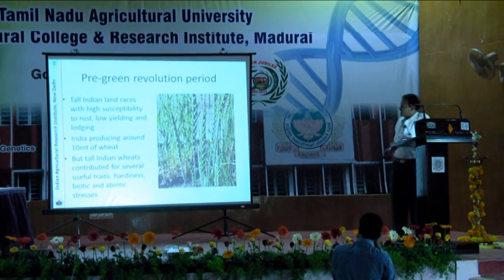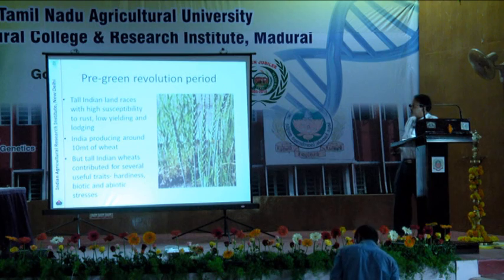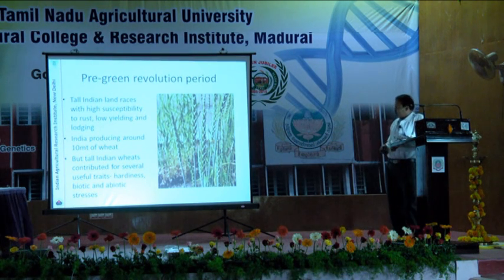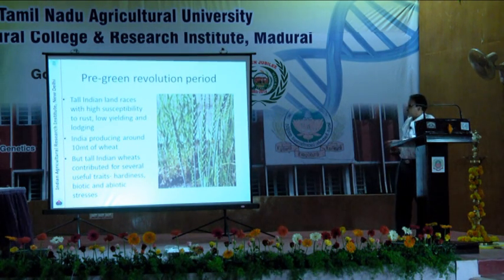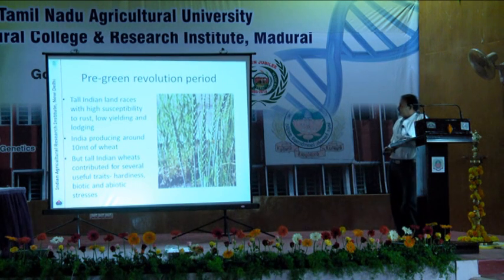In the pre-green revolution period, the tall Indian varieties were grown, but they were low yielding, and because of lodging it caused damage. Then India was producing only around 10 million tons of wheat in the year 1960, and India was called a begging bowl. From almost empty to plenty, now we have reached this situation.